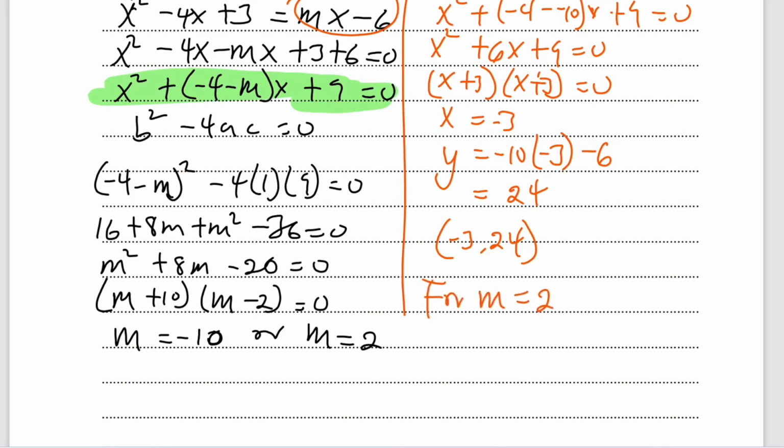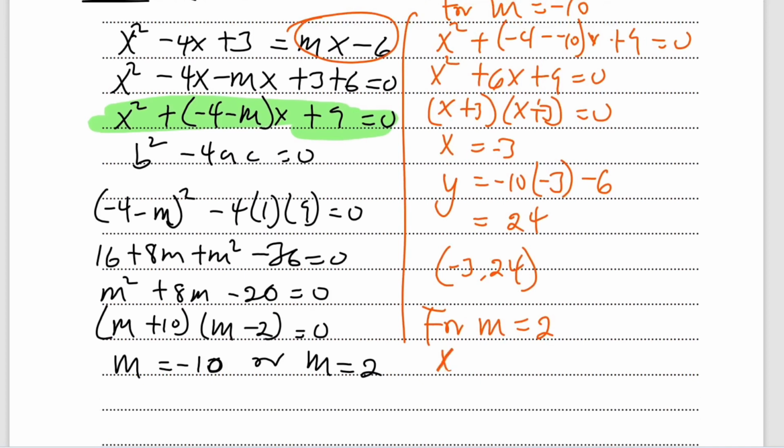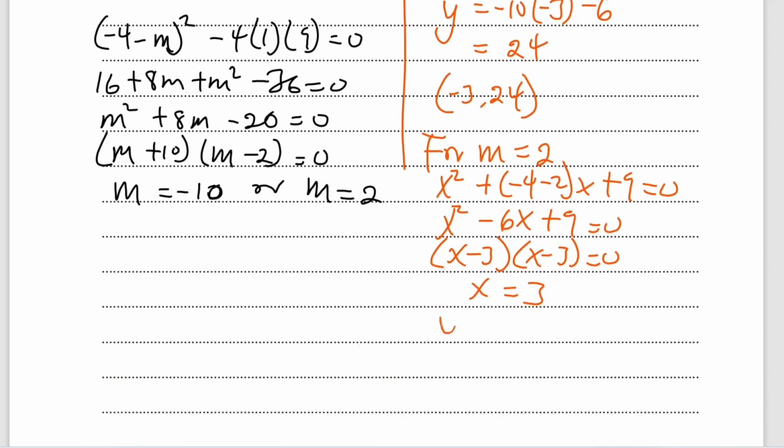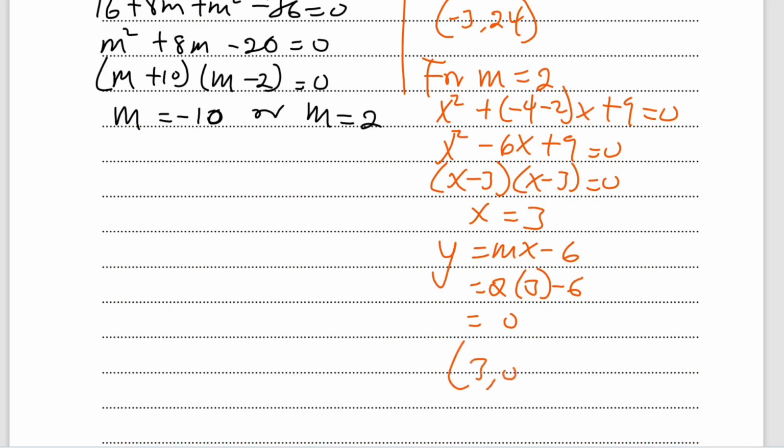If m is equal to 2, then we will have x squared plus negative 4 minus 2x plus 9 equals 0, which should give us x squared minus 6x plus 9 is equal to 0. And now, when you factorize this, you should get x minus 3 and then x minus 3 is equal to 0. So x is definitely going to be 3. All right, so we can put it into that mx minus 6. We know m is 2, x is 3, minus 6, y is 0. So the other point is 3, 0.